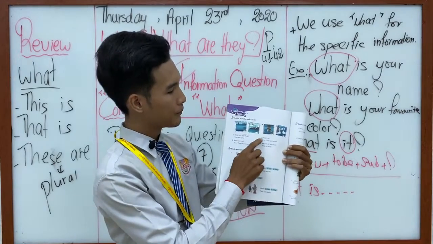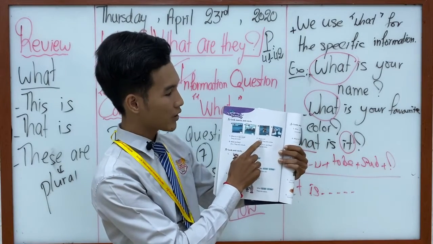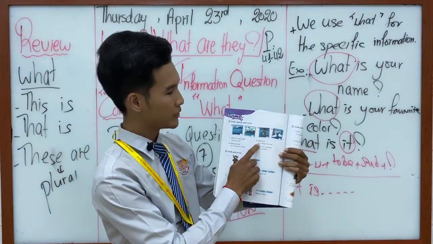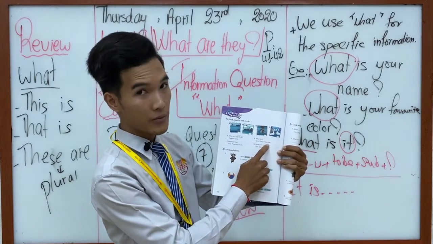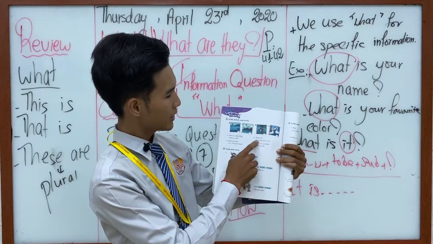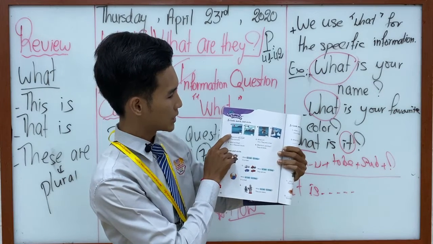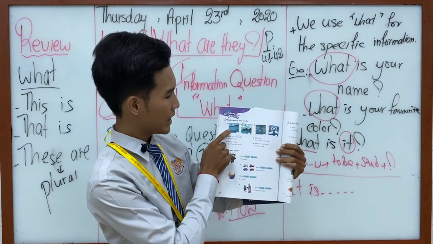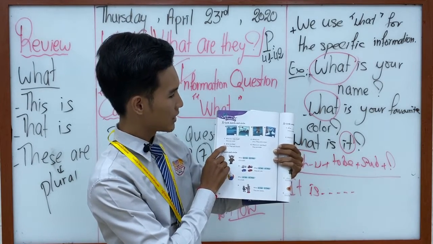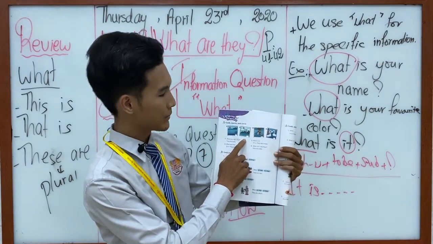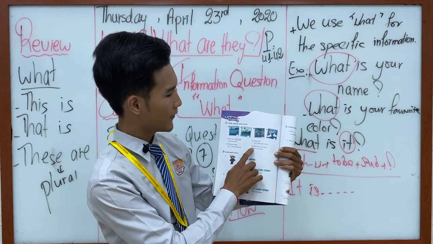Oh wait, move back to number 2 again. I forgot to match the picture for you. So number 2, it is a river. So which one is the picture of the river? So picture A. Very good. And how about number 3? Which picture? Picture B.